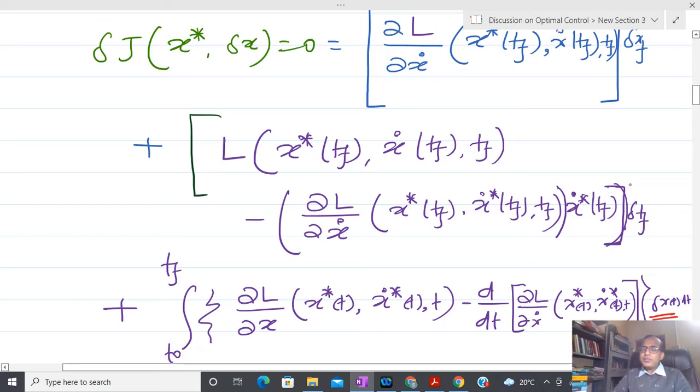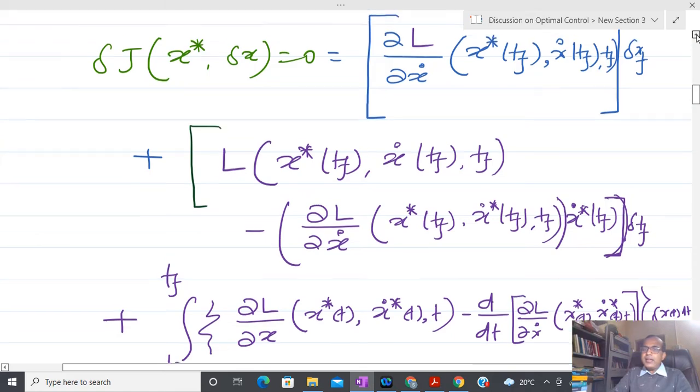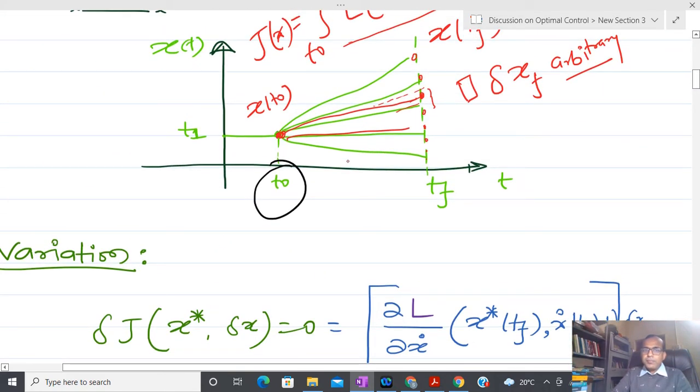Okay, suppose the initial time and final time, everything is fixed. Suppose I have the same kind of plane, and these two things are fixed: t0 is fixed here, xt0 I know, tf I know, and xtf is known to me. If everything is known to me, then variation with respect to t0, xt0, tf, xtf is all equal to 0. Now only one variation is allowed, that is variation with respect to x.